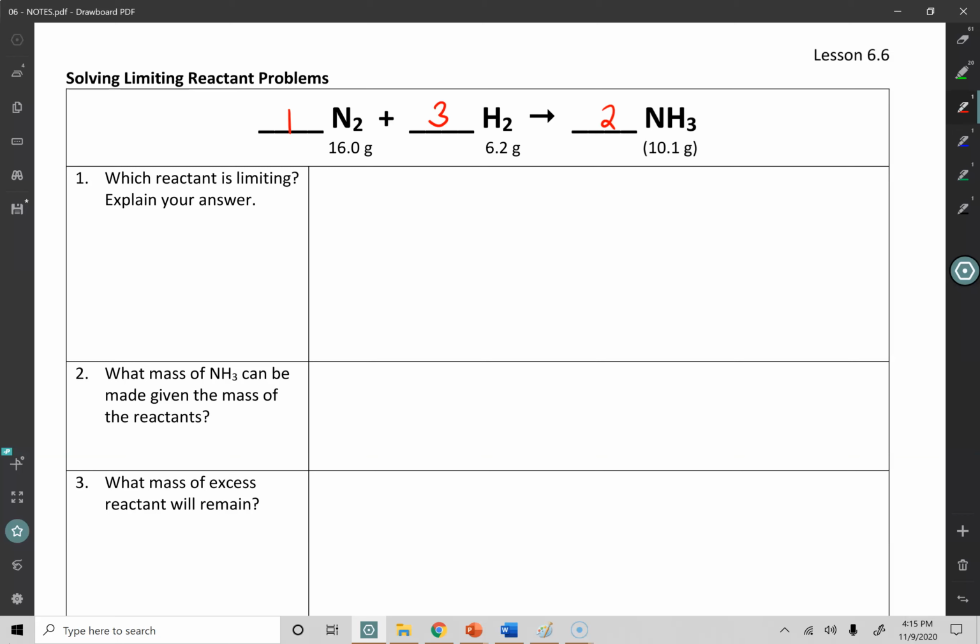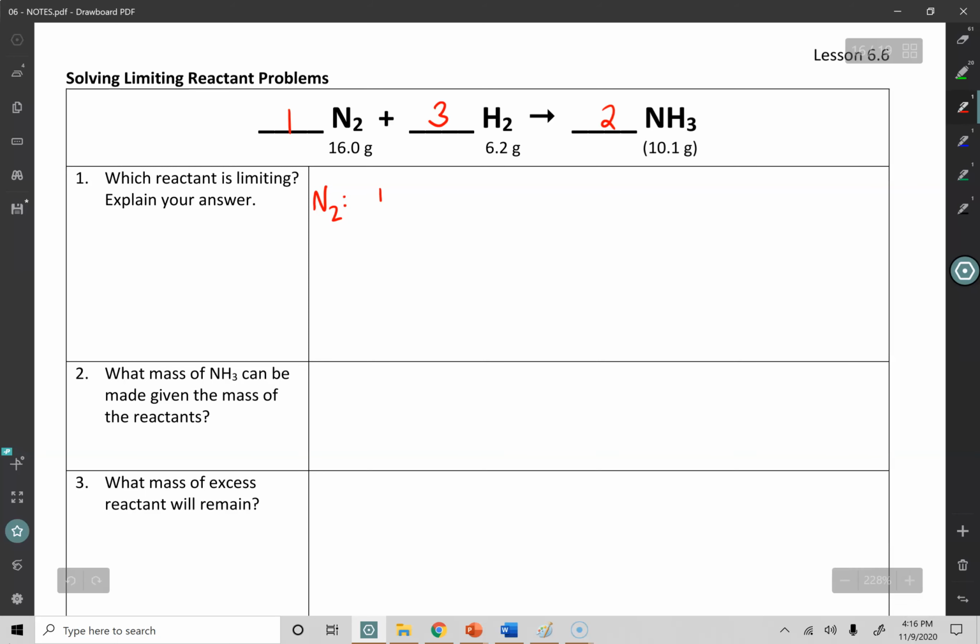So up first, we've got to try to figure out which reactant is limiting. In order to do that, I need to see, well, with 16 grams of nitrogen, how much ammonia can I produce? And repeat that same sort of calculation for hydrogen. With 6.2 grams of hydrogen, how much ammonia can I produce? So we'll start with nitrogen.